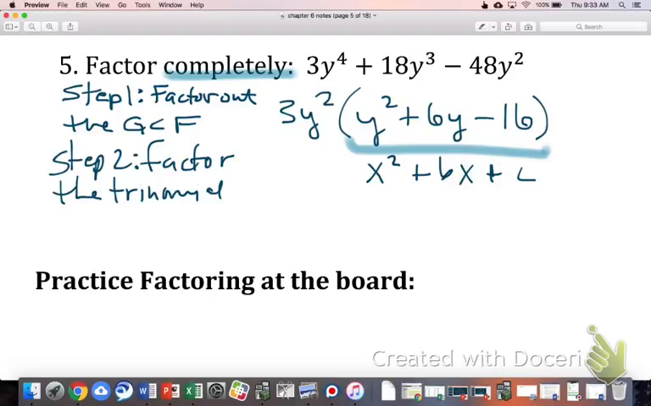And what is the b value? 6. Okay, so I'm going to erase this. We're going to use those two values.